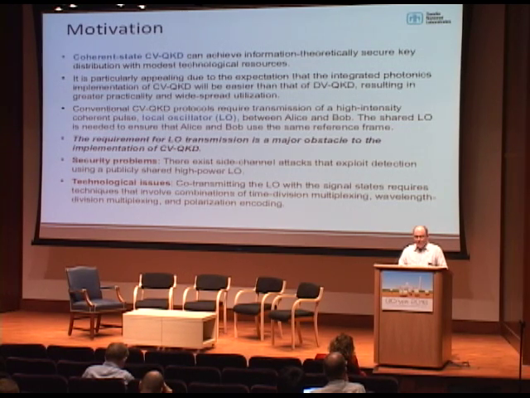However, conventional CV-QKD protocols require transmission of a local oscillator, which is a high-intensity coherent pulse between Alice and Bob, so they will have a shared reference frame. And this requirement is a major obstacle to the implementation of CV-QKD, mainly for two reasons. One is security issues. There exist proposals for side channel attacks, which would exploit detection using a publicly shared local oscillator. And additionally, there are technological issues. If you need to transmit a local oscillator with your signal pulse, you need first to multiplex them together on the Alice side, and then demultiplex them on the Bob side, and this involves a lot of operations: a combination of time division multiplexing, wavelength division multiplexing, and polarization encoding.